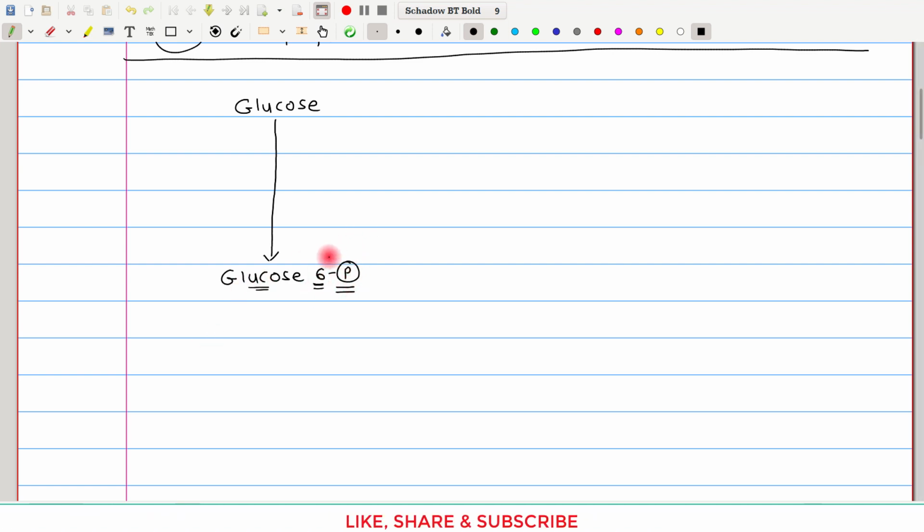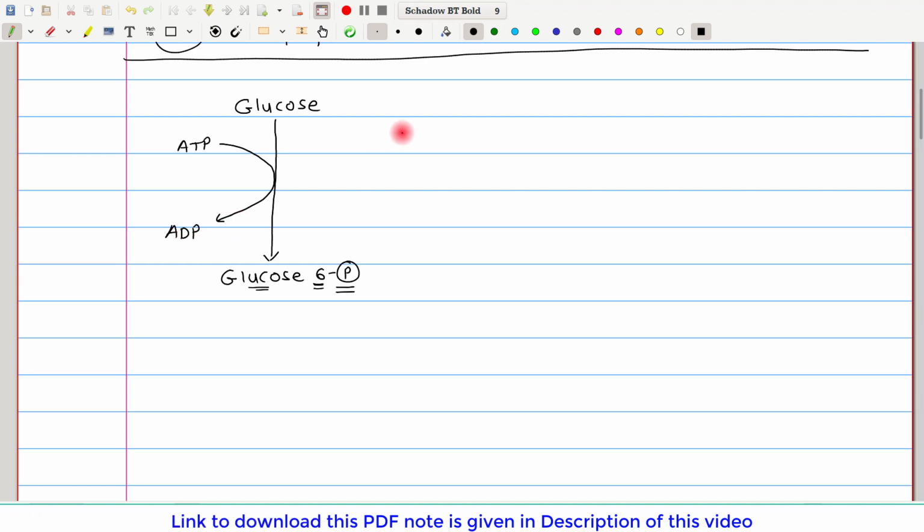So where does this phosphate come from? This phosphate is donated by ATP. So ATP gives one phosphate to the glucose, and this ATP itself gets converted to ADP. Now, which enzyme will catalyze this reaction? Remember one rule: whenever ATP is involved in any reaction, the enzyme which catalyzes that reaction is a kinase enzyme. Now, what kind of kinase will it be?